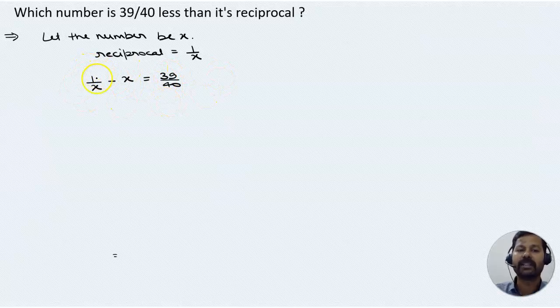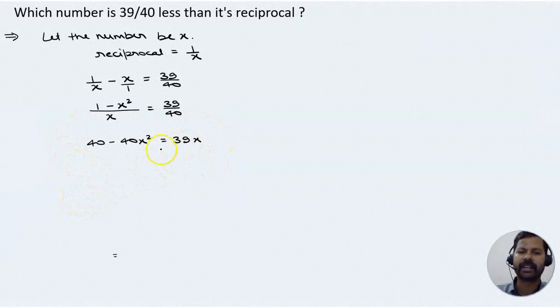Now we'll simplify this equation to find out the value of x. So let's do that. For this, I am taking the LCM of the first two terms on the left hand side. The LCM will be x. Simplifying it, I am going to get here (1 minus x square) by x equals 39 upon 40. Now further simplifying it by cross multiplication, we'll get 40 minus 40x square equals 39x.